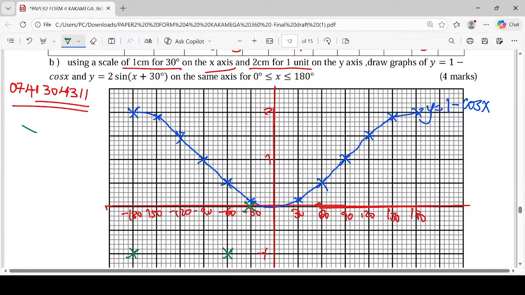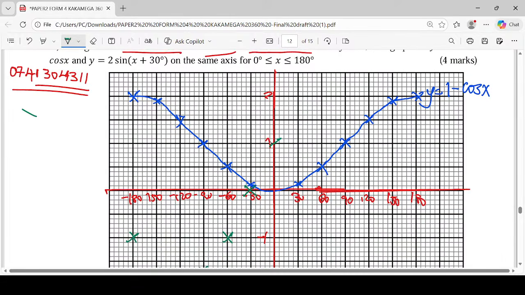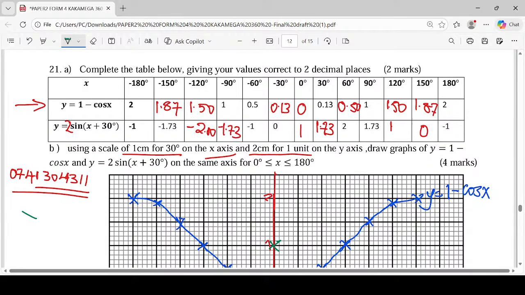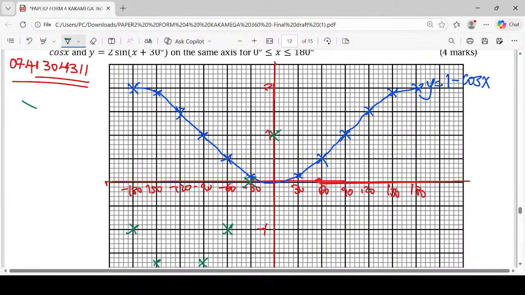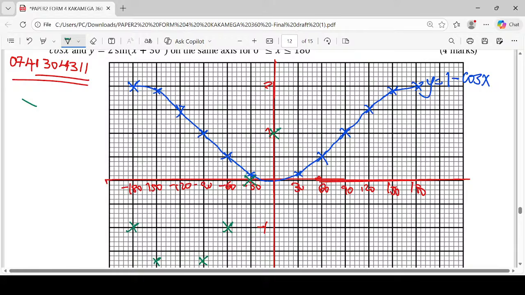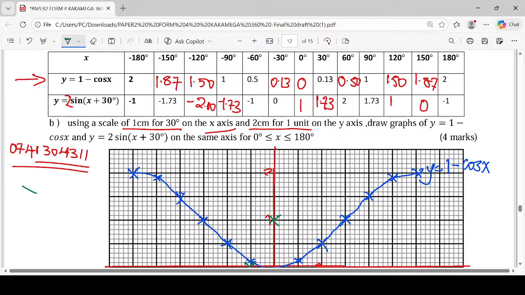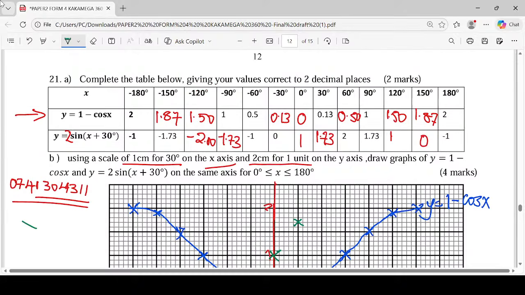0, 1. Then 30, 1.73. Sorry, it is at 1.73. 60, it is at 2. 60 is here at 2. 90, it is at 1.73.